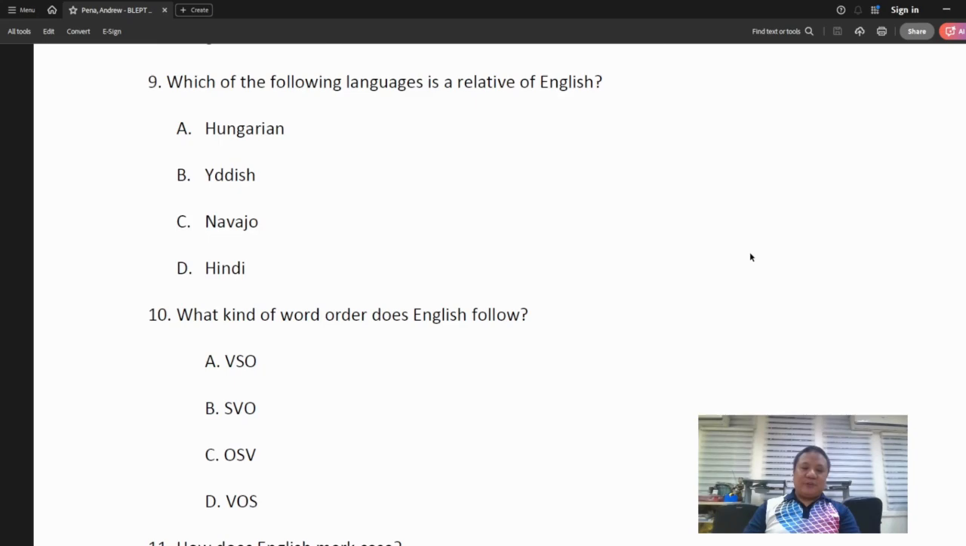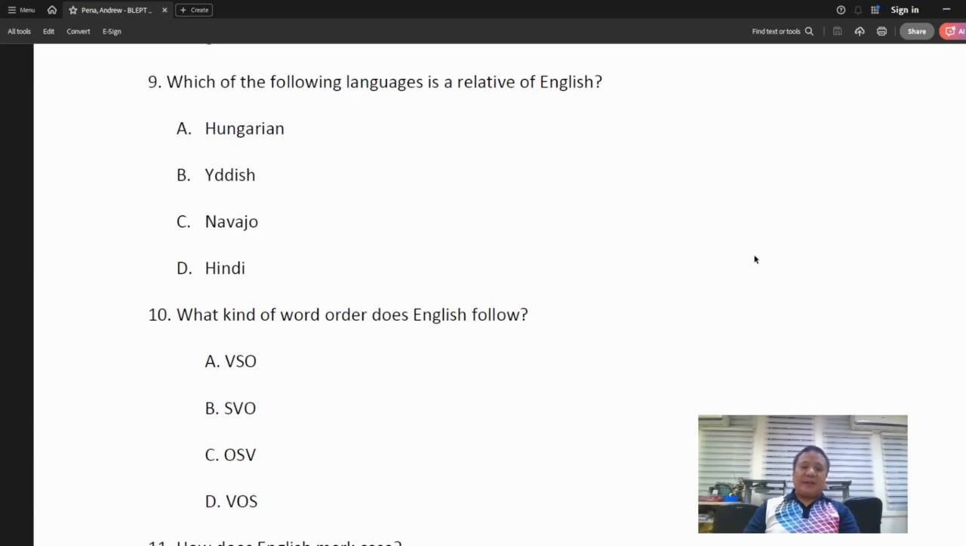Number 9, which of the following languages is a relative of English? A. Hungarian, B. Yiddish, C. Navajo, D. Hindi. English is an Indo-European language, which includes the languages in Europe and in India. So the answer is Hindi. It's closely related to English compared to A, B, and C.